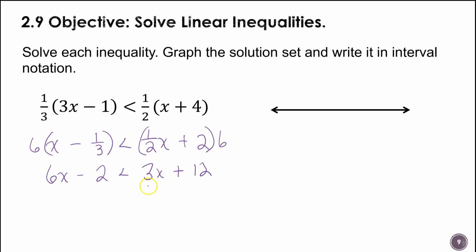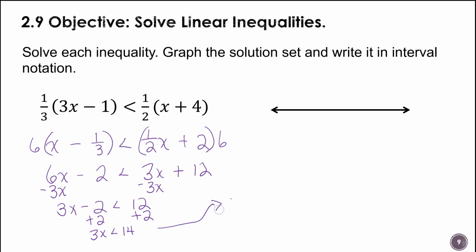So I want my variables on the same side, so I'll subtract 3x. So I have a variable on the left. And then add 2. And we end up with 3x is less than 14. Now I'm going to go just over here and say 3x is less than 14. I'm going to divide by 3. And so my solution set is x is less than 14/3.